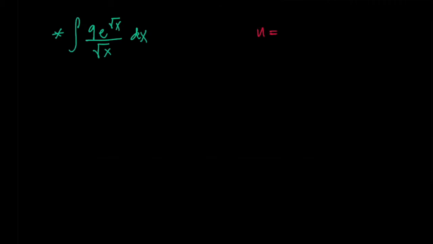So, pwede tayo mag-trial and error ulit. So, anong possible na pwedeng u? Let's try e raised to negative x. So, e raised to square root of x. Kapag pinag-differentiate natin ng e, most probably merong e sa answer. So, in this case, isa lang naman ang e. So, at this early stage, alam natin na hindi ito possible. So, pwede natin to i-disregard.